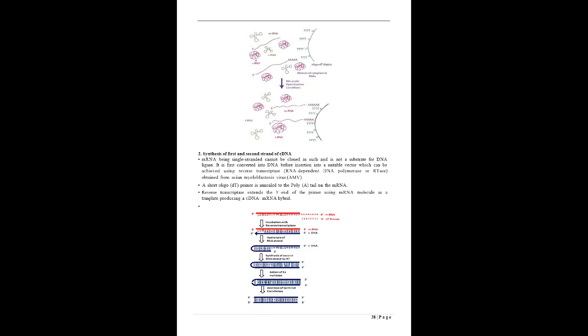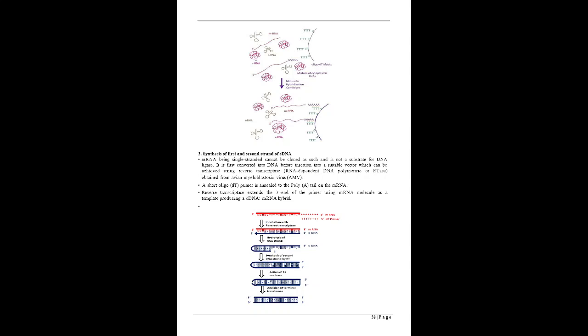So why convert mRNA to cDNA? Because mRNA is single-stranded and cannot be directly cloned or used as a substrate for DNA ligase, and it must be converted into double-stranded DNA to be inserted into a suitable vector like a plasmid.